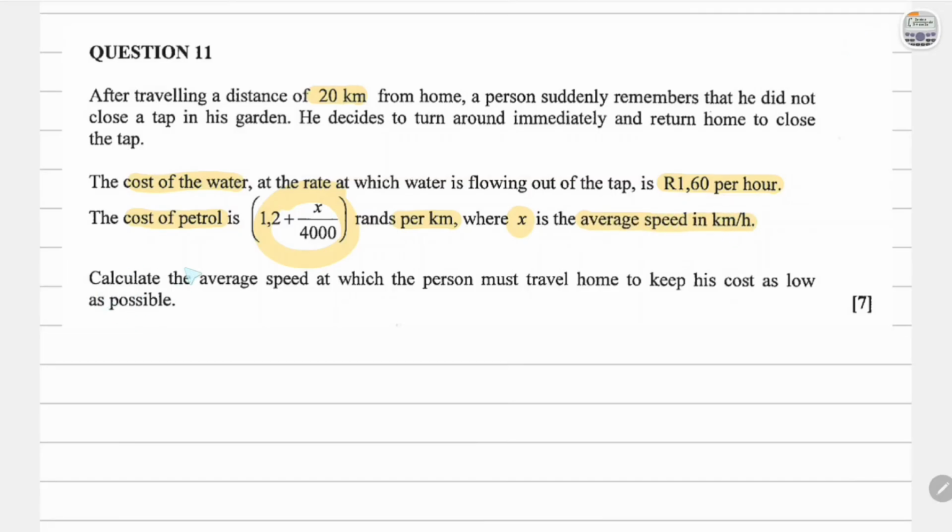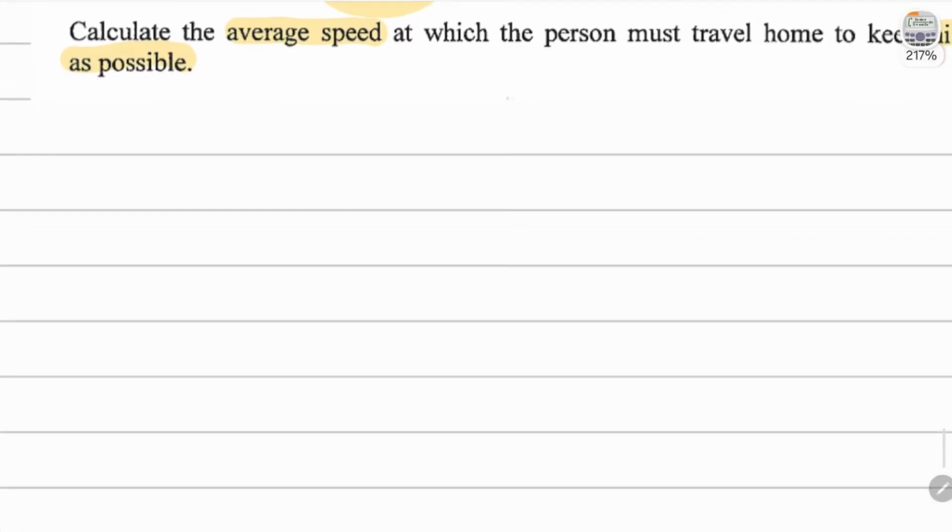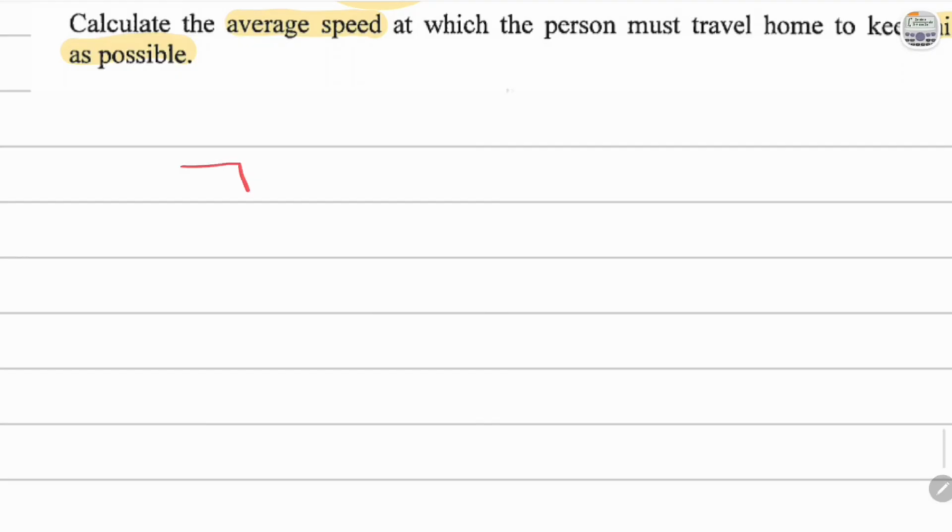And now the main question asks, calculate the average speed at which the person must travel home to keep his costs as low as possible. In calculus terms, what they're really asking is, calculate the speed at which the cost is a minimum, as low as possible. So to better understand this, let's have a visual diagram.